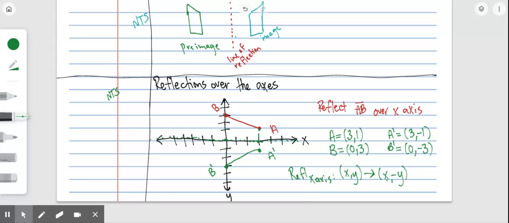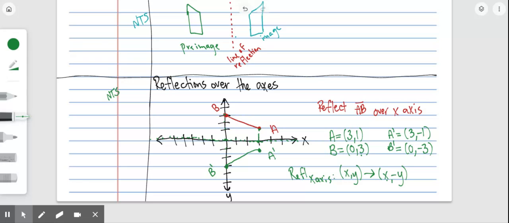If my y coordinate was a negative coordinate, then when I change it to negative, that just means opposite. So my new y coordinate would be a positive coordinate. Basically, it's just switching whether it's positive or negative. And that's what a reflection across the x-axis does.